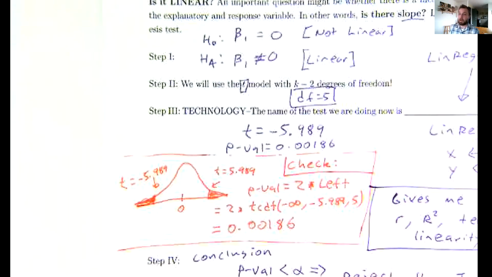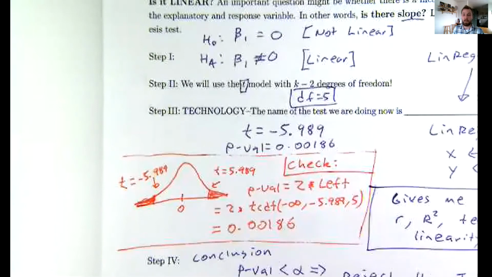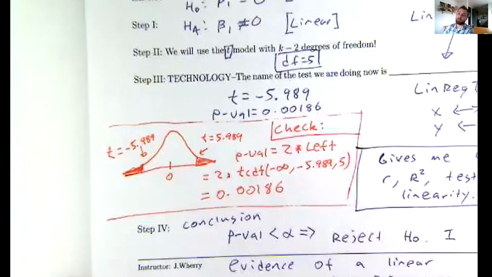If I think that I might have done something wrong with one of my calculations, I can still use t-scores to verify that this whole thing works the way that it's supposed to work. So this is the idea for linear regression t-test.